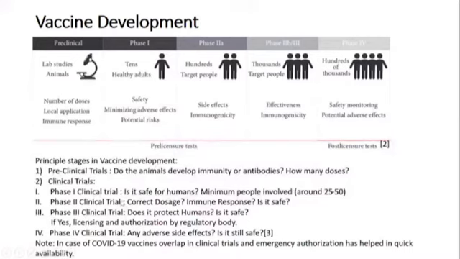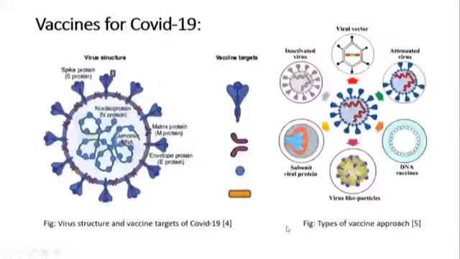Phase 2 clinical trial checks for the correct doses, the immune response, and whether it is safe or not. And the phase 3 clinical trial also checks whether it is safe or not, and it also checks the immune response in the human volunteers. And if all the answers to the questions come out yes, then the licensing and authorizing by the regulatory body proceeds forward. And after licensing and authorization too, the phase 4 clinical trial continues, which checks the adverse side effects of the vaccination, and it also checks whether it is still safe or not.